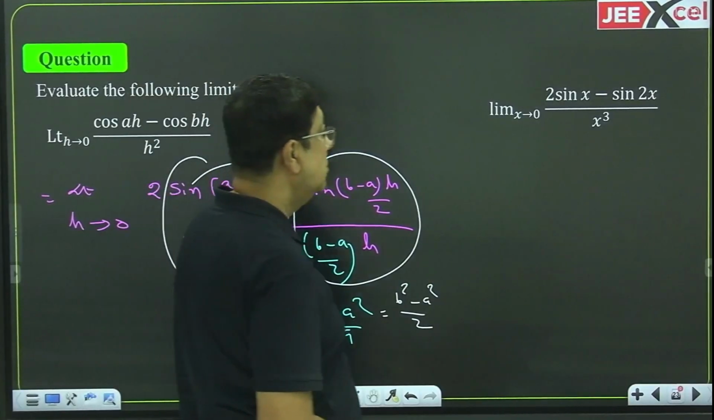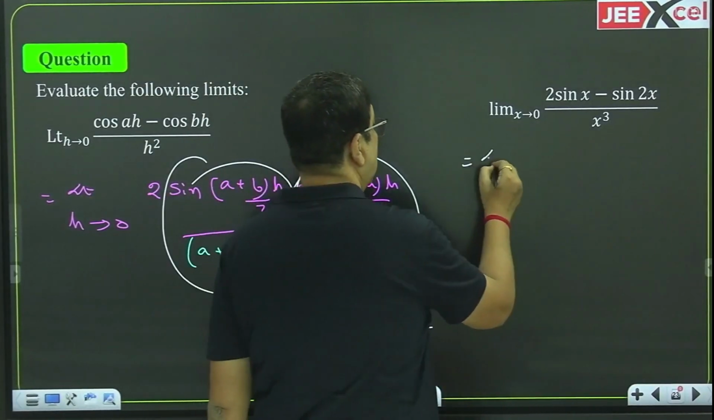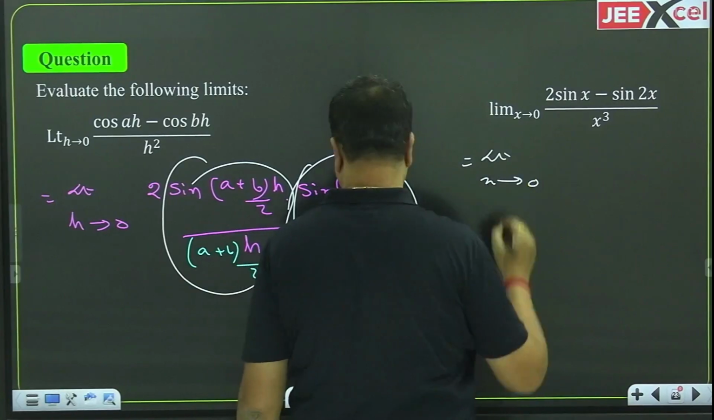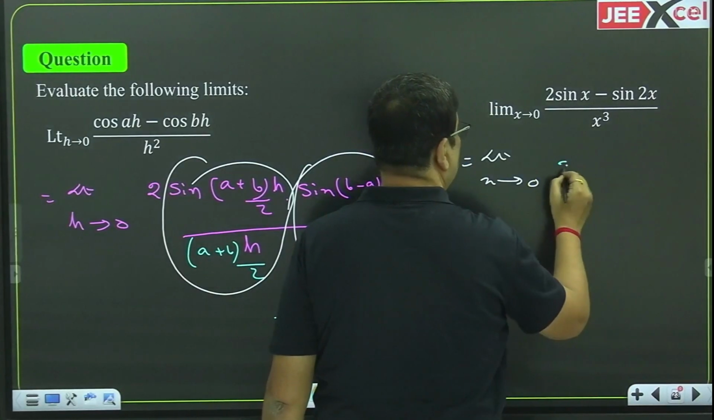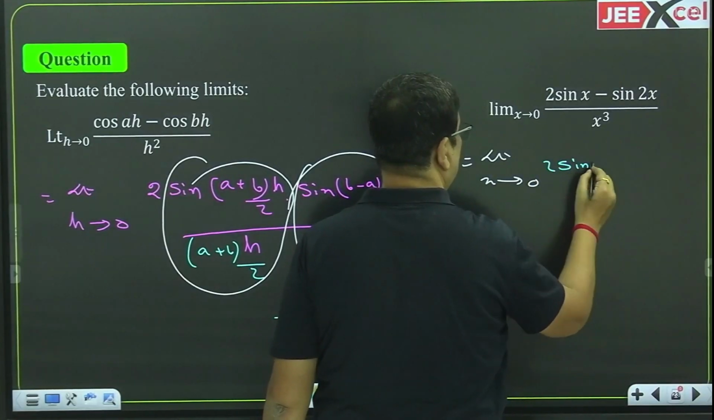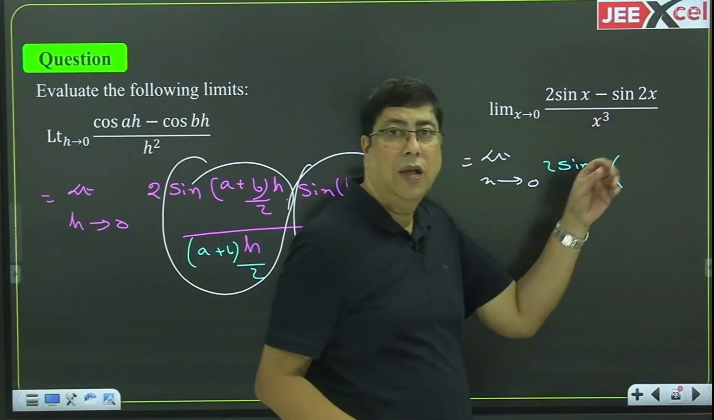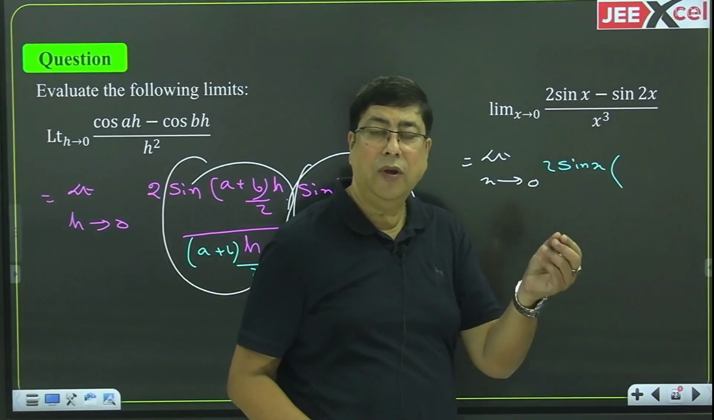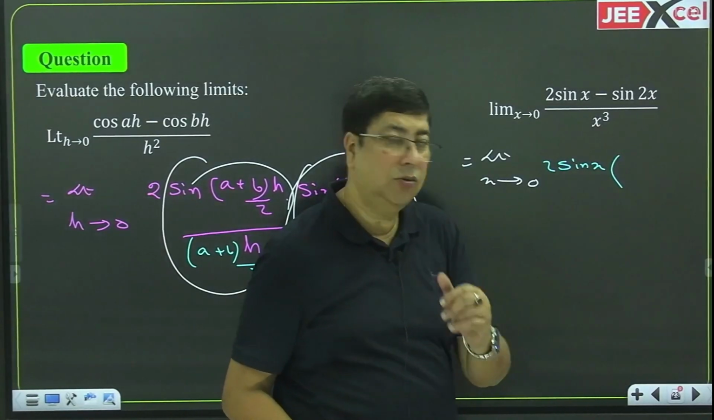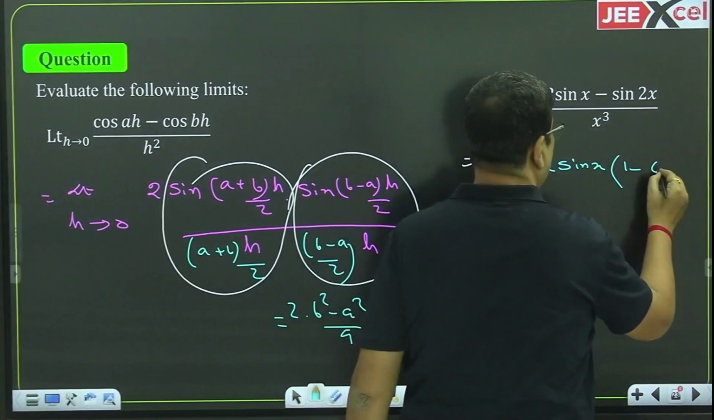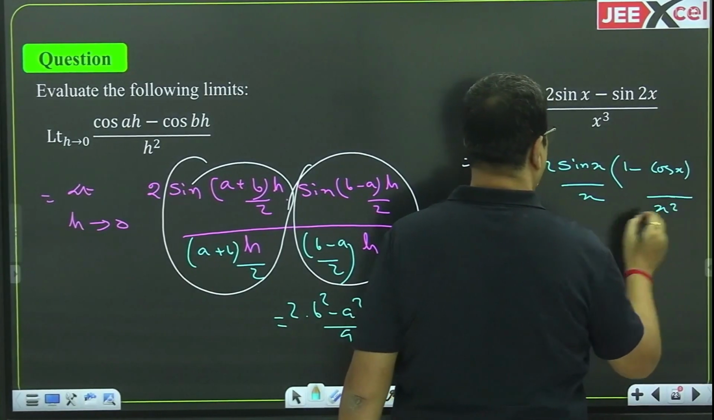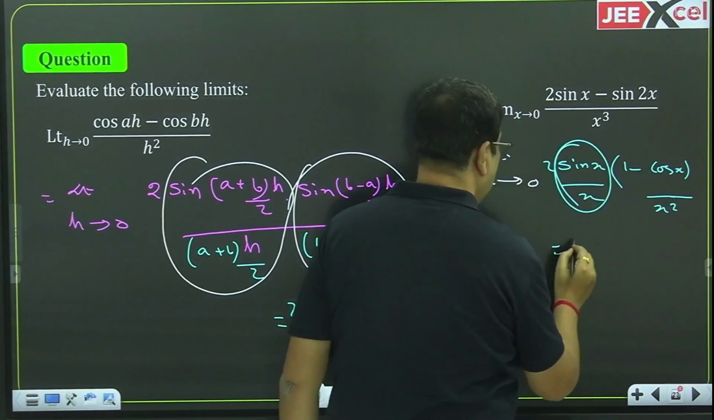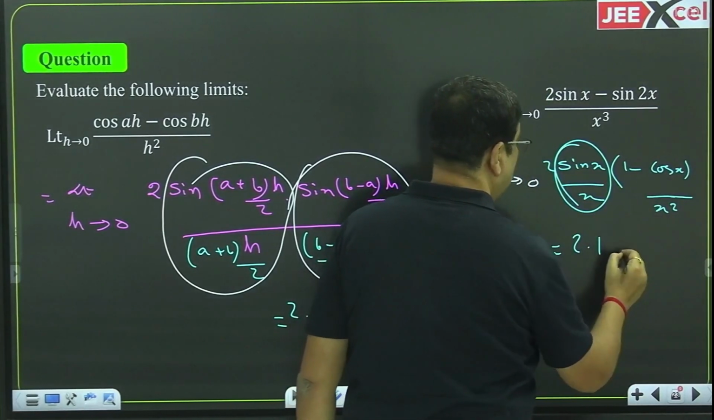Okay, in this case what we'll do, just limit x tend to 0, we'll write like this, sin 2x is 2 sin x cos x. So if we take 2 sin x common, 1 minus cos x will be coming here. This is coming 1 minus cos x by x square. So sin x by x becomes 1, 2 into 1 and 1 minus cos x by x square.